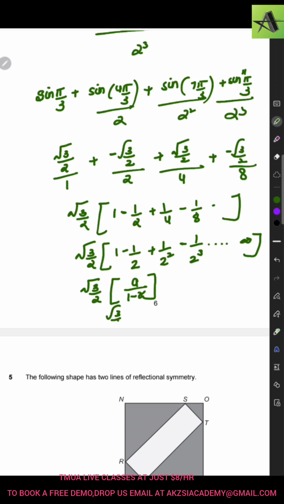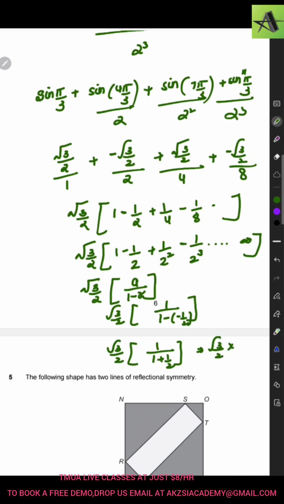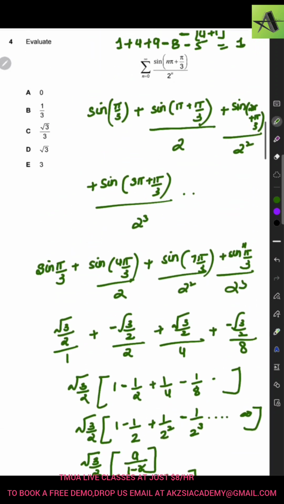So root 3 over 2, 1 over 1 minus negative half, root 3 over 2, 1 over 1 plus half, which is root 3 over 2 times 2 over 3, will give me root 3 over 3, and it matches with part C. So option C is the correct answer.